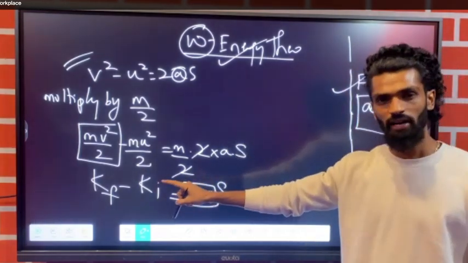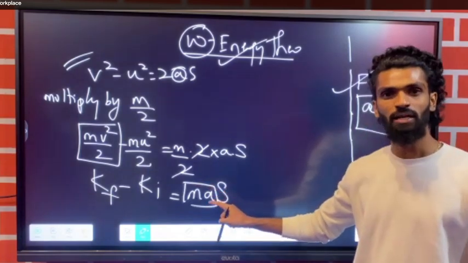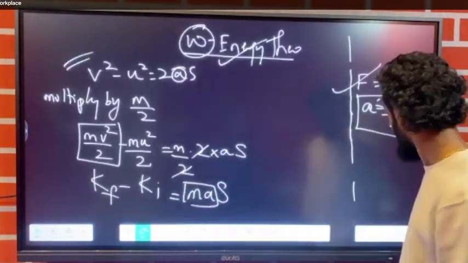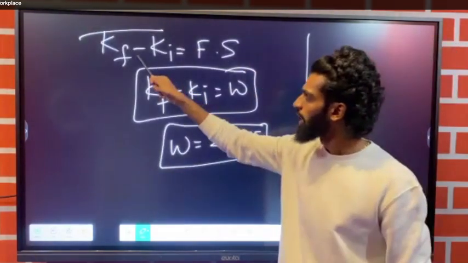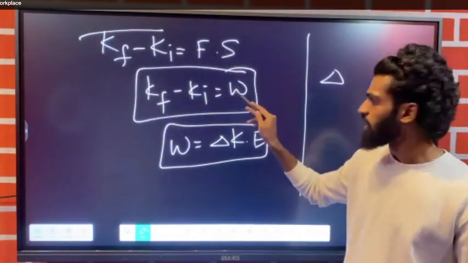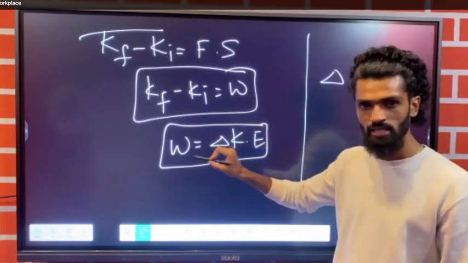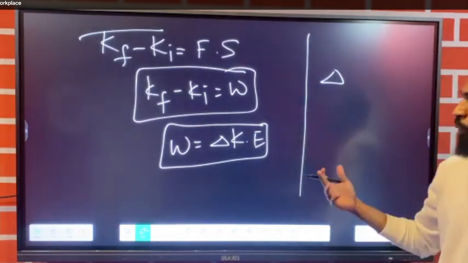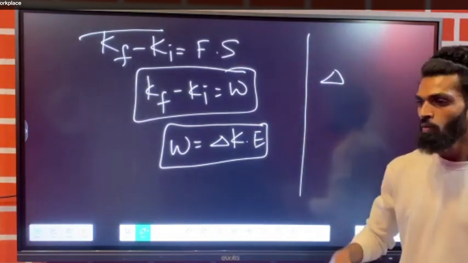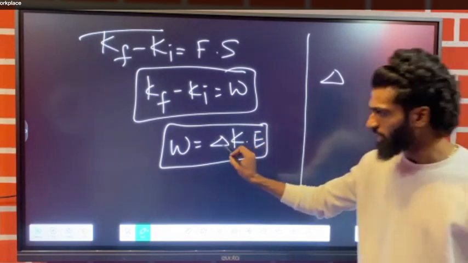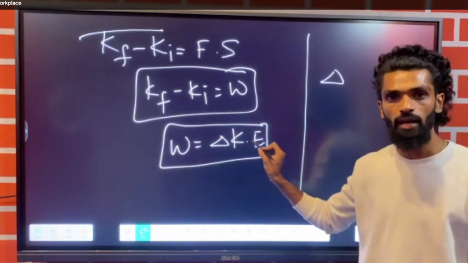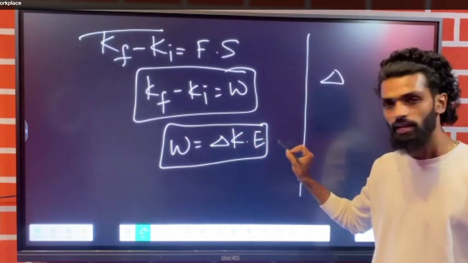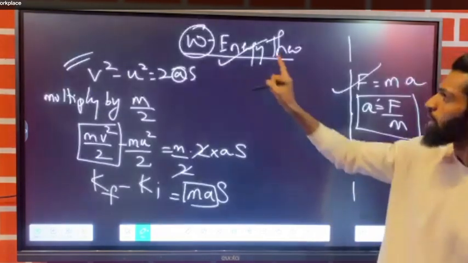Fine. Left hand side KF minus KI is equal to MAS. M into A is nothing but force. S as it is. Now KF minus KI is equal to what? F into S, which is W. Done with this. I will keep the W as it is. I told you since there's a minus here, it means change in kinetic energy. The word change can be represented in physics using delta. I'll write it as W is equal to delta KE. In terms of English, this is defined as work done is change in kinetic energy. This is the work energy theorem.